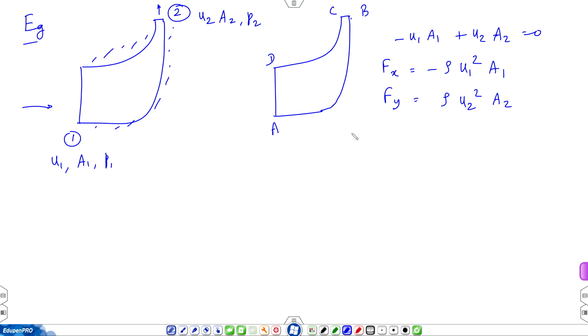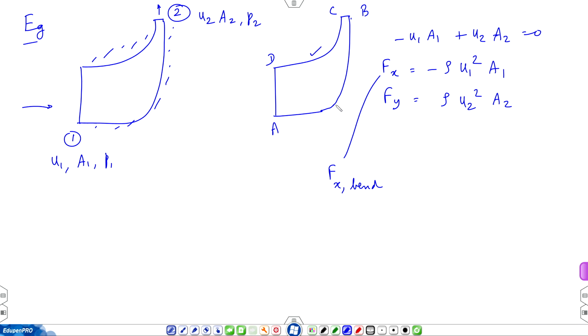So, this is F x, so let us call this F x bend. So, you can start showing the stress distribution on the control volume that will enable you to extract the force acting on the bend.